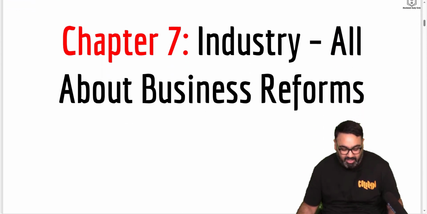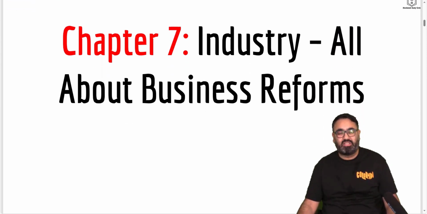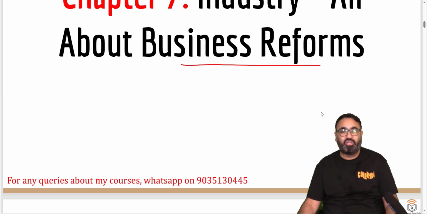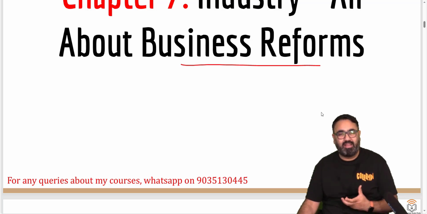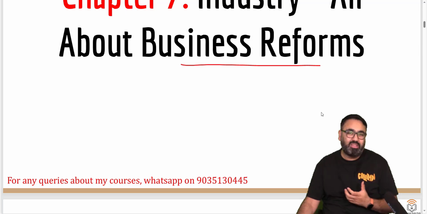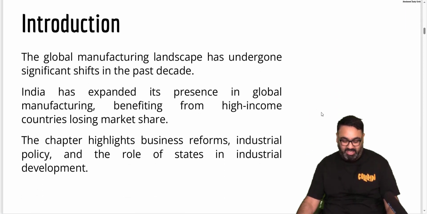Let's begin then with chapter number 7. Chapter number 7 is titled Industry: All About Business. As it clearly shows, it talks mainly about the performance of industry in India. All aspects of industry, FDI that it is getting, MSME sector, what the government is doing to make business easier in the country. All these things are mentioned in this particular chapter.